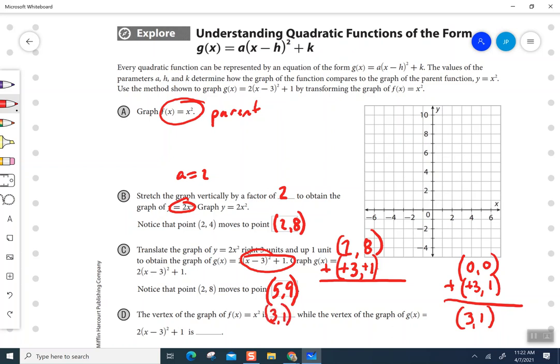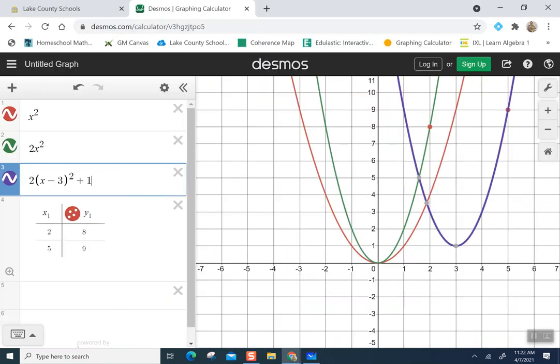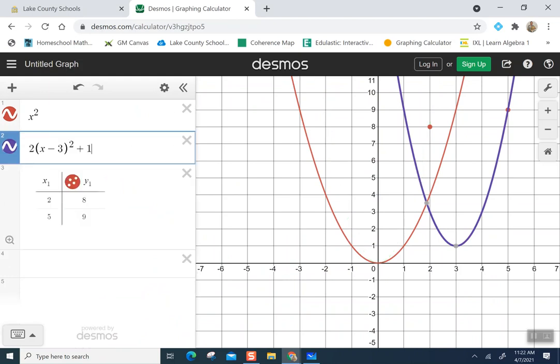Okay, well, I'm sorry, I put that in the wrong spot because I got excited. The original vertex was at (0, 0), and the new vertex is located at (3, 1), because again, we went 3 units to the right and 1 unit up. So every single dot on that parent graph, actually every single point on the parent graph, moved 3 units right and 1 unit up.